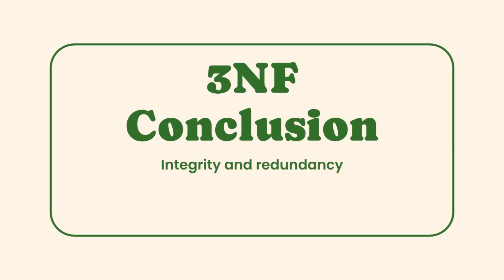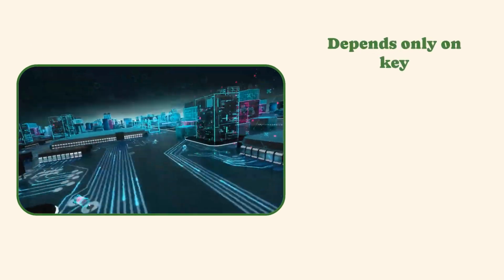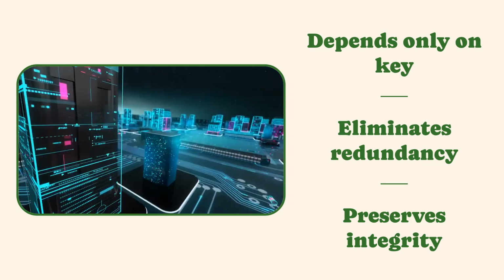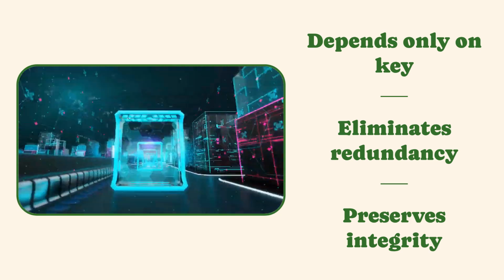In summary, 3NF is critical for maintaining data integrity and efficiency. Third normal form ensures that non-key columns depend only on the key, eliminating redundancy and preserving data integrity.